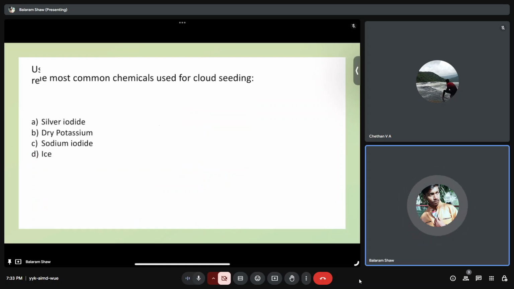The next question is the most common chemical that is used for cloud seeding. We have seen that silver iodide, potassium iodide, or dry ice, we use generally for cloud seeding, but the most common is the silver iodide. So the correct answer is A.